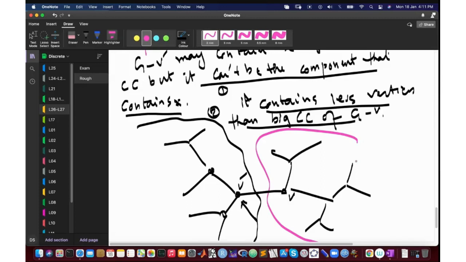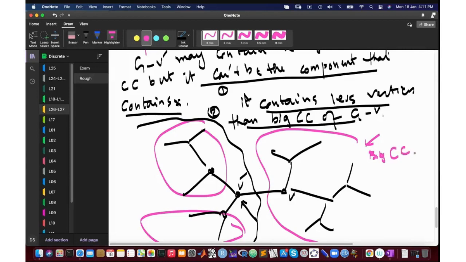So I'm still missing something. Look, if I remove V bar, in this example I get three connected components: this one, this one, and this one. So the question is, is it possible that this is now the big component? And the answer is no, but I'm asking why no.